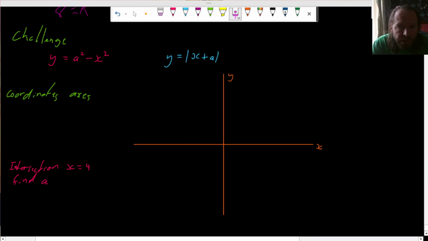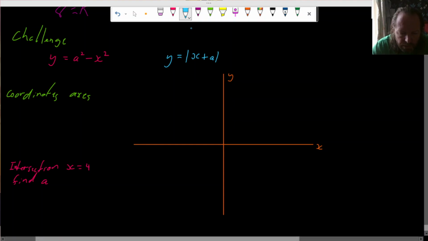Here we are with the final challenge question of Chapter 2, Functions and Graphs, Year 2 at Excel. Okay, Chapter 2. Right then, so the challenge question is sketch 2 graphs. I think I'm going to start with the blue one.